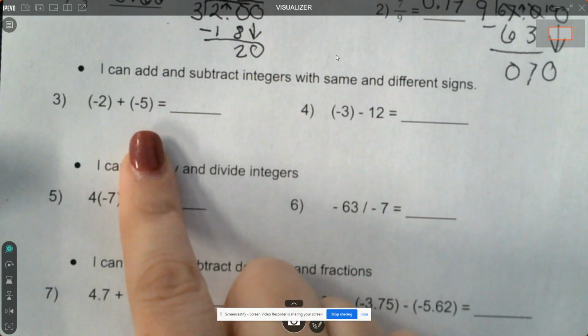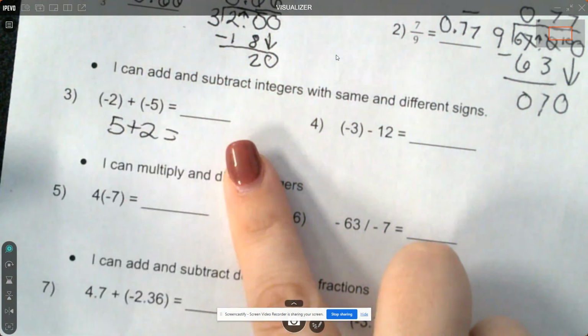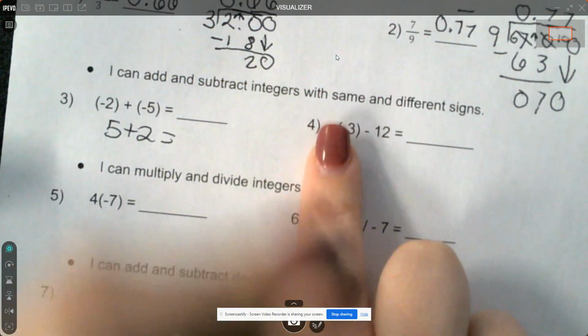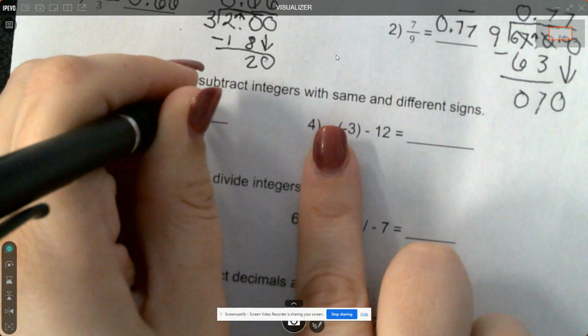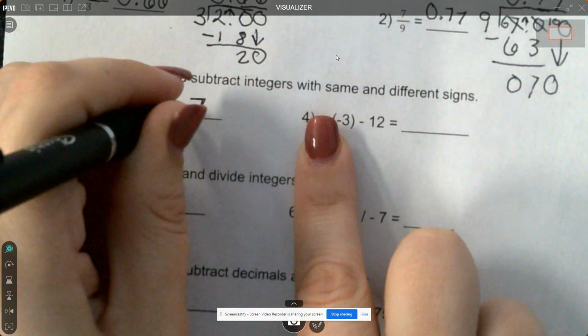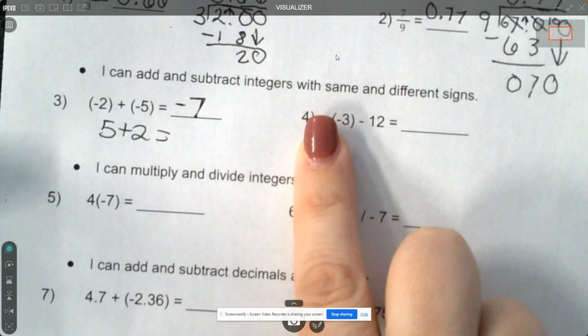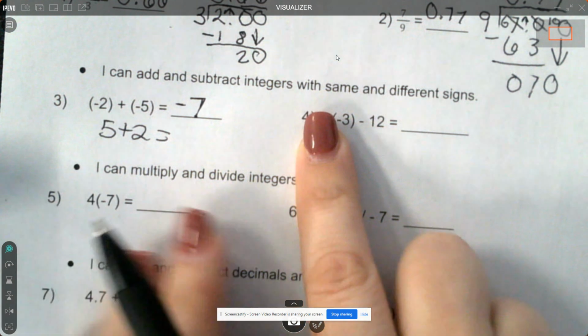If they're the same, I'm just going to add. And 5 plus 2 equals what? 7. Is it going to be a positive answer or a negative answer, Selena? Negative. It's going to be negative because both of these numbers are negative as well. Easy enough. Whole numbers, we can add them.